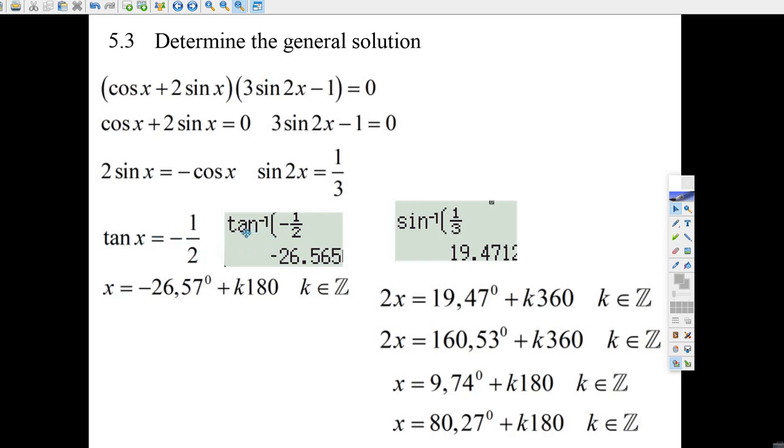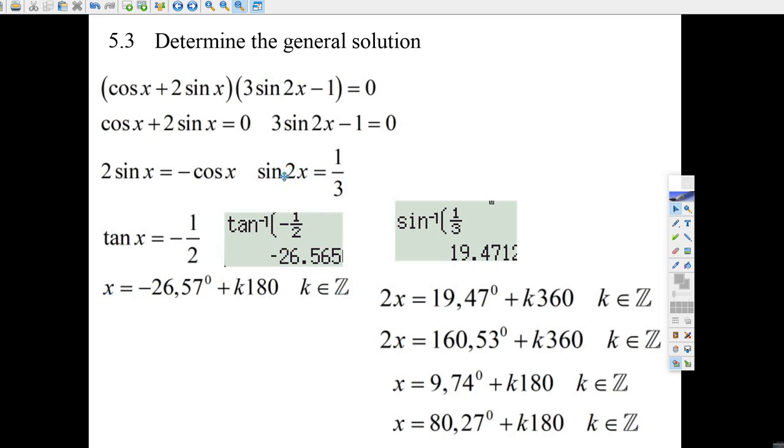Now you ask your calculator, shift tan of minus a half, it's minus 26.57 degrees, plus k times 180, the way tangent repeats itself every 180 degrees, so k is an integer, and that's called the general solution.